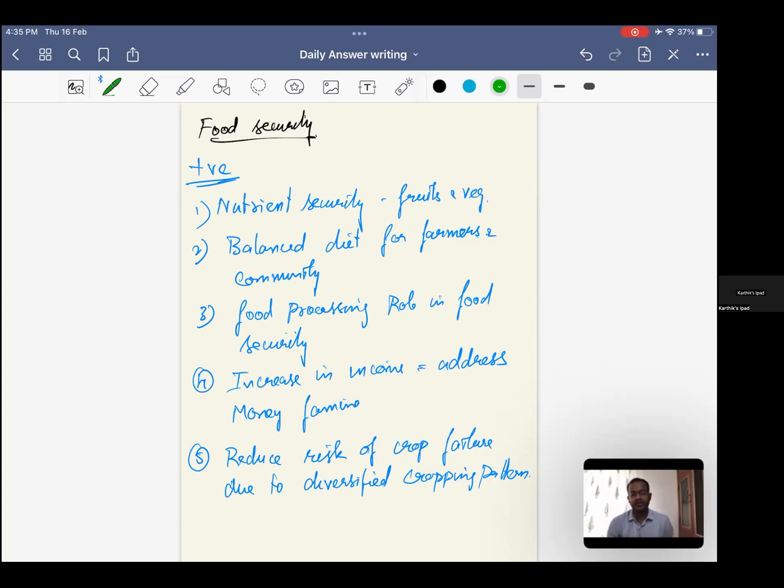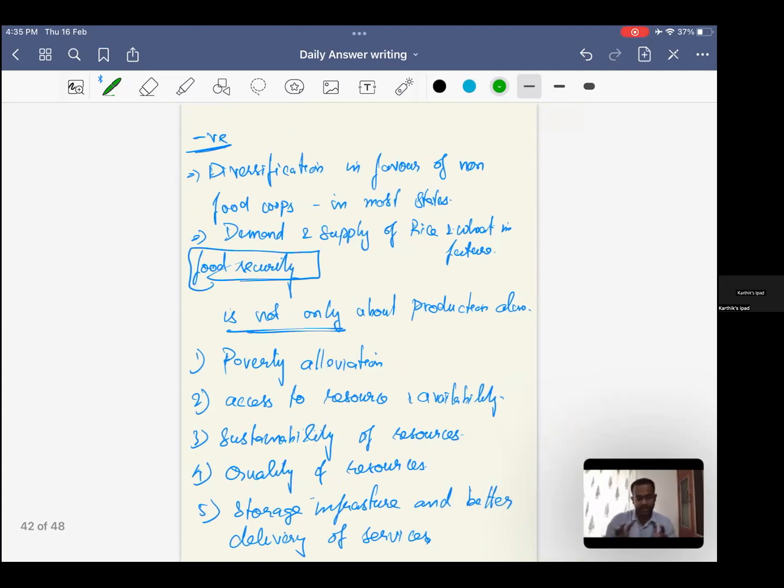It also reduces the risk of crop failure due to diversified cropping pattern, right? But at the same time, there is also a negative factor because they asked you to analyze it. Number one, the diversification we have seen across the country is being done in favor of non-food crops in most of the states. Because those non-food crops of horticulture, dairy, and fisheries, and also the cottage industries or sericulture, mushroom, are highly remunerative, so farmers are moving towards them. Second, if this continues to a greater extent, maybe 10 or 15 years, then you can raise a question of what will happen to the demand and supply of rice and wheat, which are considered to be the staple cereal crops, with increasing populations, right?